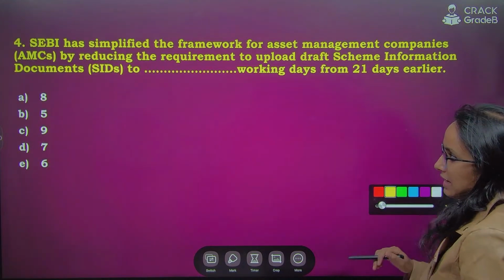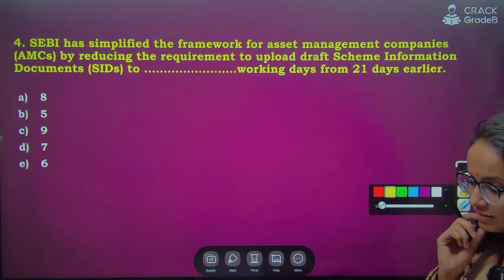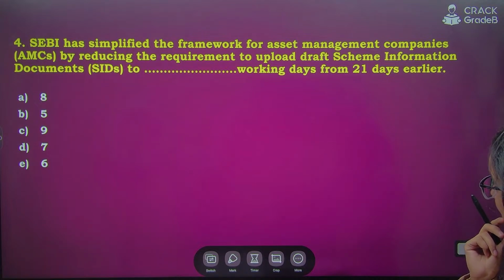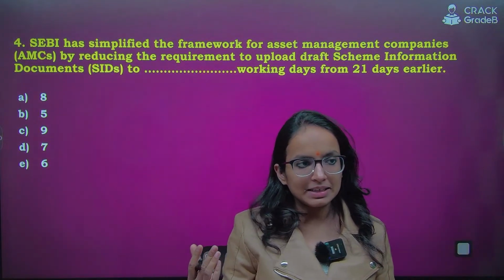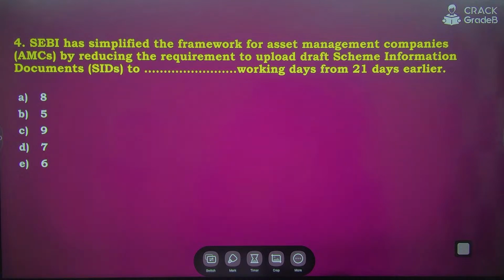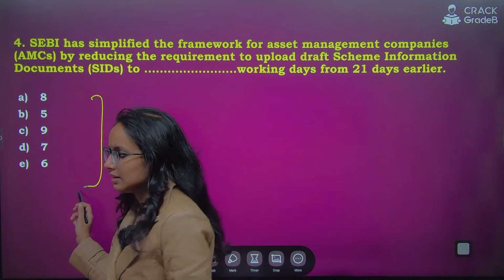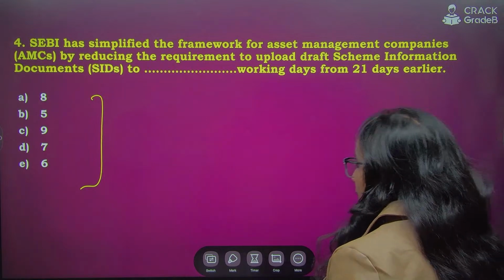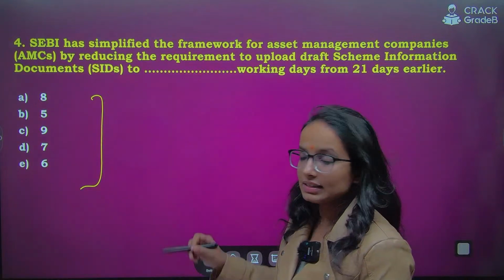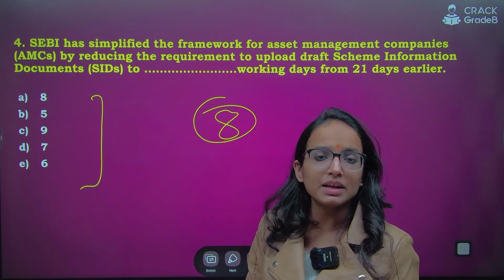Question number 4. SEBI has recently simplified the framework for asset management companies, and it has reduced the requirement for such AMCs to upload the draft scheme information document. From 21 days, it has reduced it to how many days? Quickly. It has been reduced to 8 days, right? From 21, it has been reduced to 8 days. Now, you only need to upload this on the SEBI's website for 8 days.